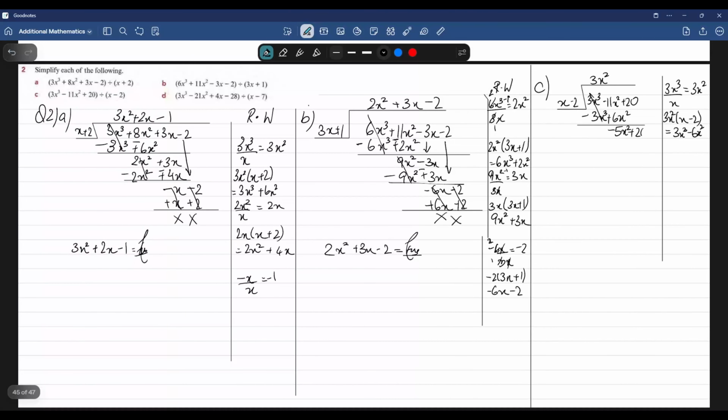Then we add plus 20 here. In fact, I'll just go to it later. Negative 5x squared divided by x is equal to negative 5.